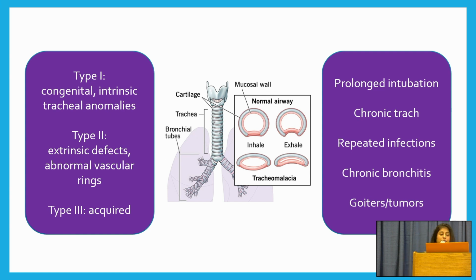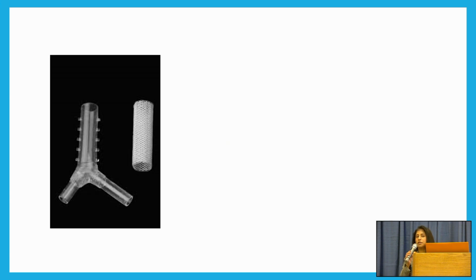There's different types. Type 1 is congenital. This is with children, usually identified pretty early on. Type 2 is extrinsic defects, abnormal vascular rings, and type 3 is acquired, which can be seen in relapsing polychondritis. This can also occur with prolonged intubation, which is why we push our patients and family members to make a decision within 7 to 10 days if we're going to extubate or move to an actual trach. Chronic trachs can lead to this, repeat infections, bronchitis, goiters, tumors. Unfortunately, if this occurs, this is only a surgical fix. There's nothing else that can be done once you have tracheomalacia.